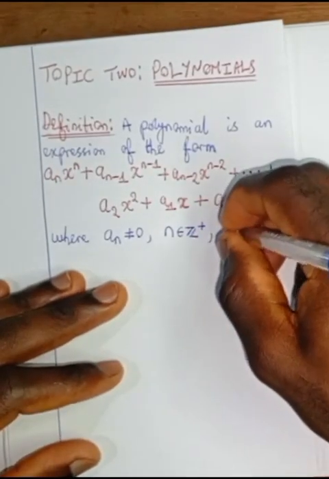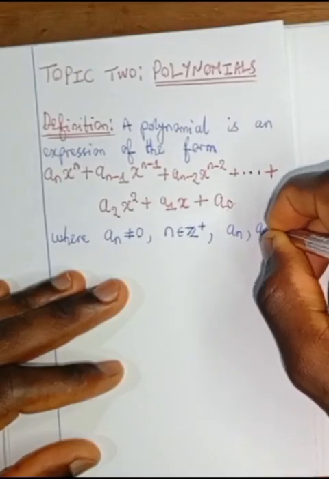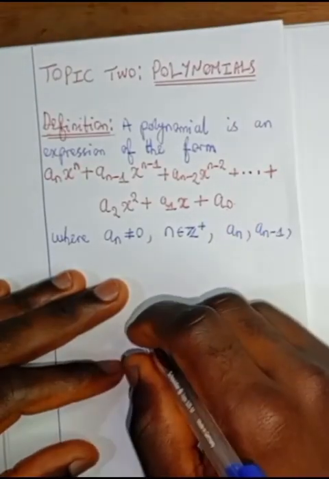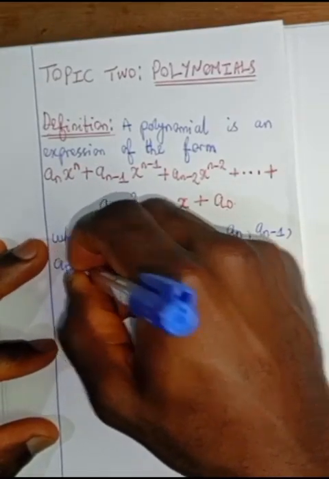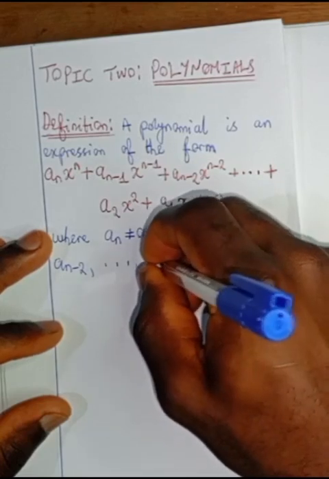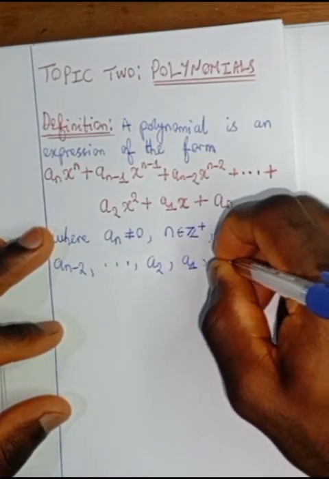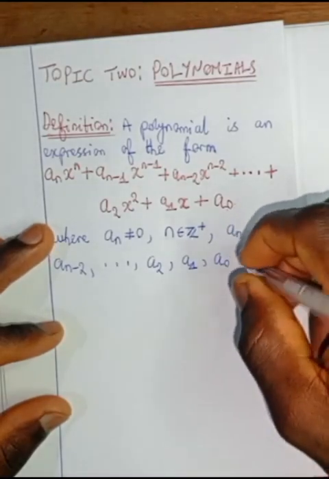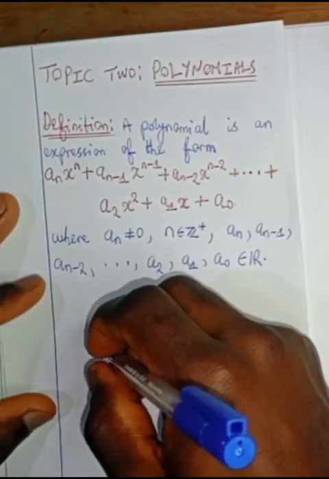Then we have a subscript n, a subscript n minus 1, the coefficients a subscript n minus 2, and so on, right down to a subscript 2, a subscript 1, a subscript 0. They are all constants. They belong to the set of real numbers.